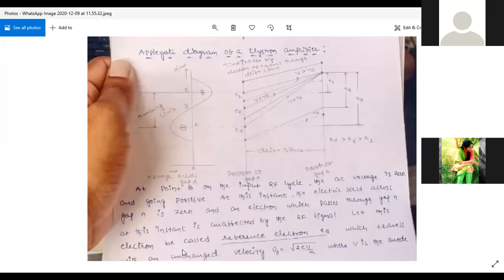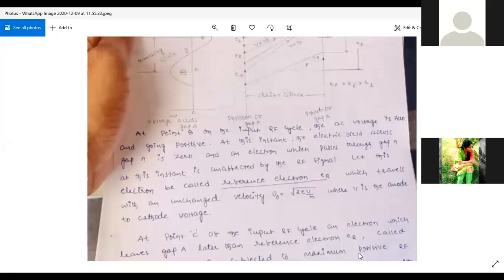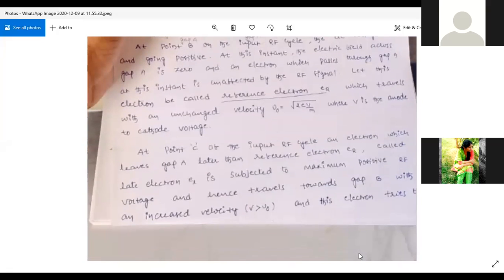Let this electron be called the reference electron. That electron is the reference electron, ER, which travels with unchanged velocity because the RF signal has no effect on it. That velocity is V0 equal to root 2 eV by m. Already we know this formula, where V is the anode to cathode voltage. Next, coming to point C.